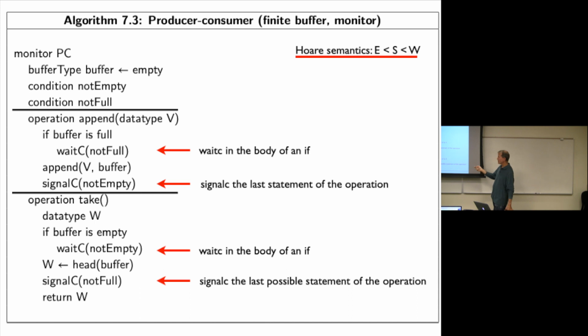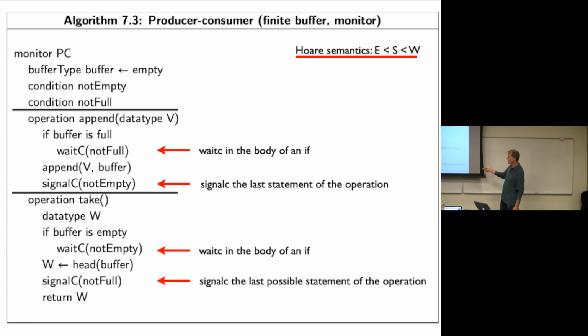So we append V to the buffer, and then we signal not empty. And this is a signal C and a wait C. And notice that the signal C is the last statement of the operation. We want to use that idiom. It's so that everything will work correctly, because once you do a signal C, then we're going to quit. We're going to terminate, right? And so if there was some code after this signal C not empty, then that might make it empty again. See. So we signal C not empty, and then operation take is just the opposite.